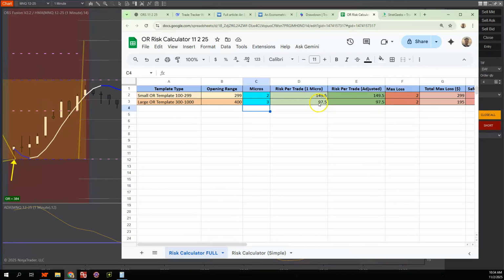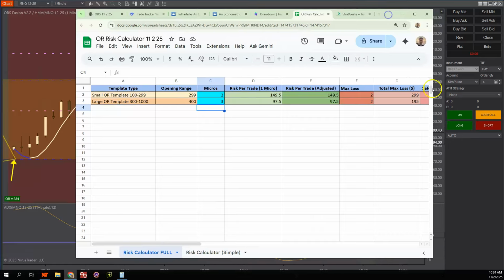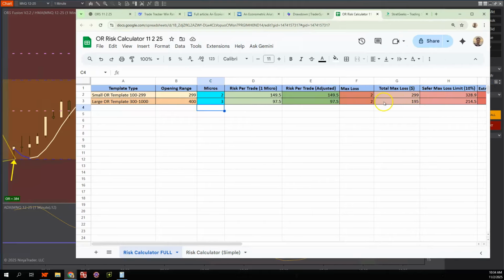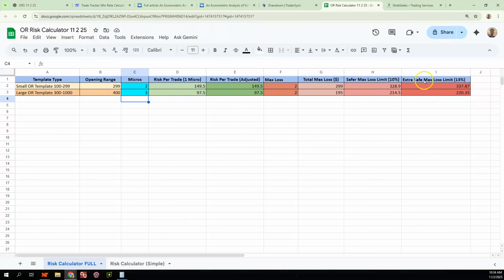Pretty nice to know. And I know that we're only allowed to have 2 losses before the system stops trading. So worst case scenario, even after some slippage and commissions, on this 400 tick opening range day, risking 3 micros, my risk per trade is going to be $97, and max loss for the day is going to be $220.